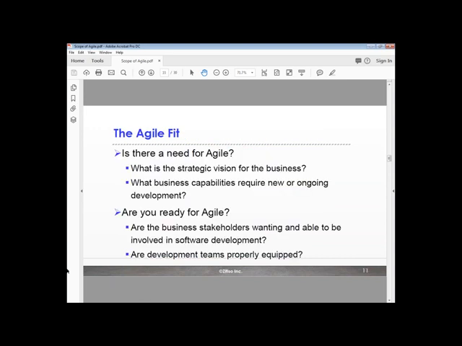So, the Agile fit. Is there actually a need for Agile? We have to ask that question about what's going on in the business. And then the next thing is, if we can see that Agile would be a benefit to the business, are we actually ready? This brings up in my mind the idea that buzzword-driven architecture is an anti-pattern. So maybe this idea that everything's going to be Agile is simply a response to the buzz that Agile comes with.